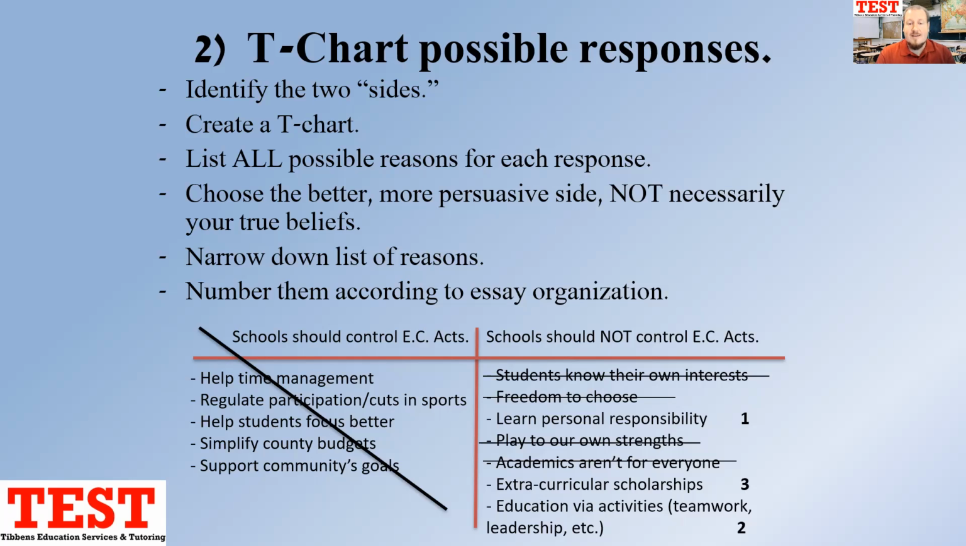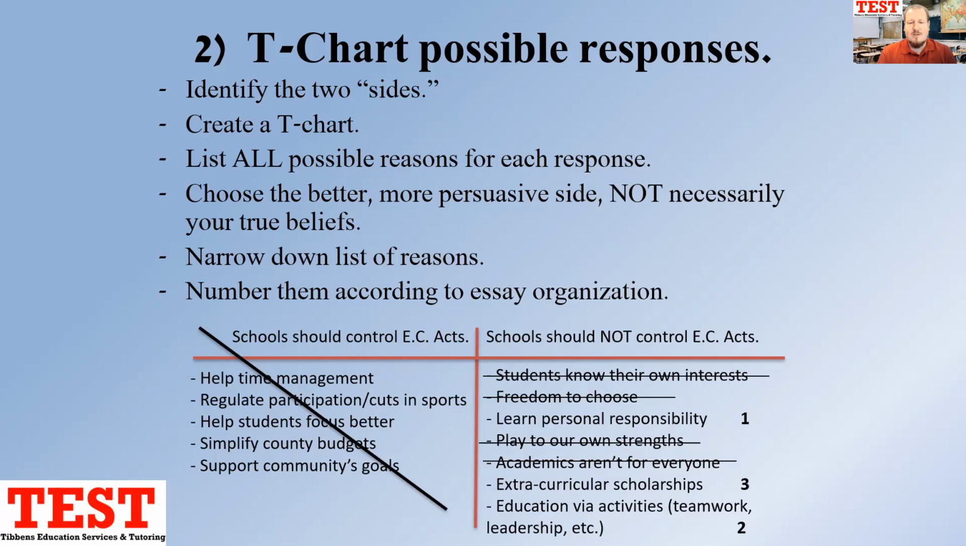Then education via activities. So the first is learning personal responsibility. I then see an easy transition into them learning about teamwork and leadership and regulating our emotions, managing our time, things like that. So I see that as being a good transition. So I can go from personal responsibility to the other personal growth that occurs. And then I can point out that maybe I could earn scholarships by working hard on the thing I love.